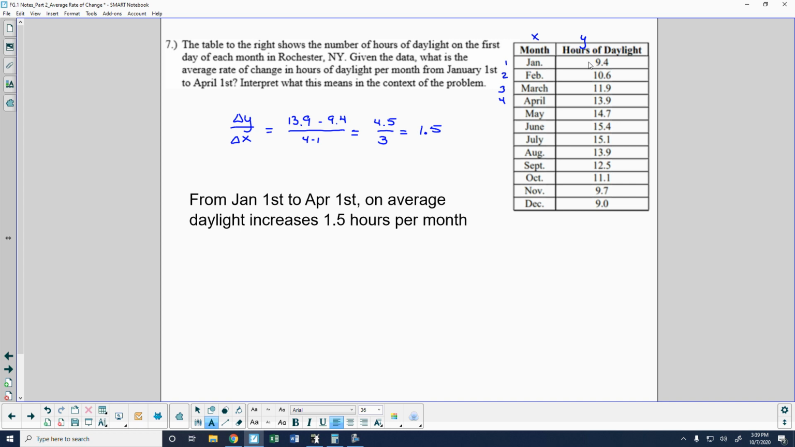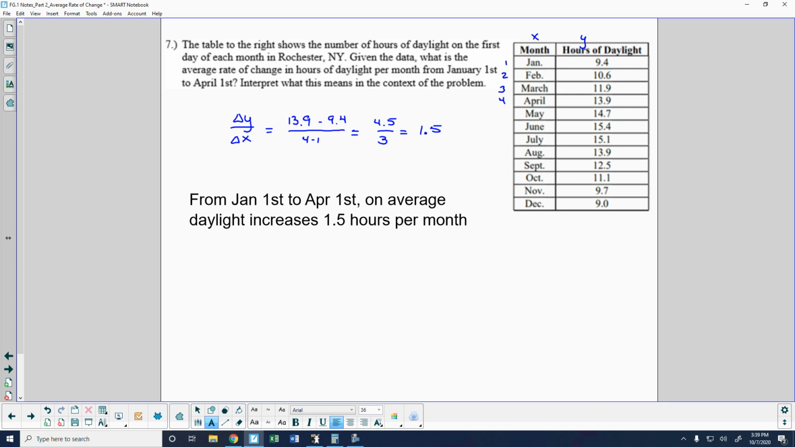We could see that between January and February, that's 1.2. And then from February to March, it's 2.3. And then from March to April, it's 2. But on average, it's going to fluctuate 1.5 hours every month. And this is average rate of change.